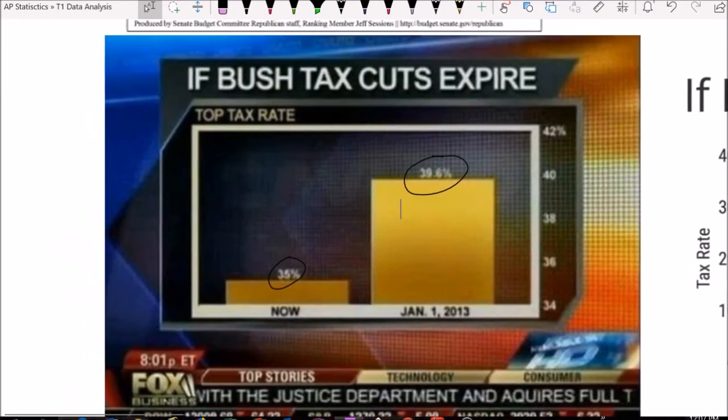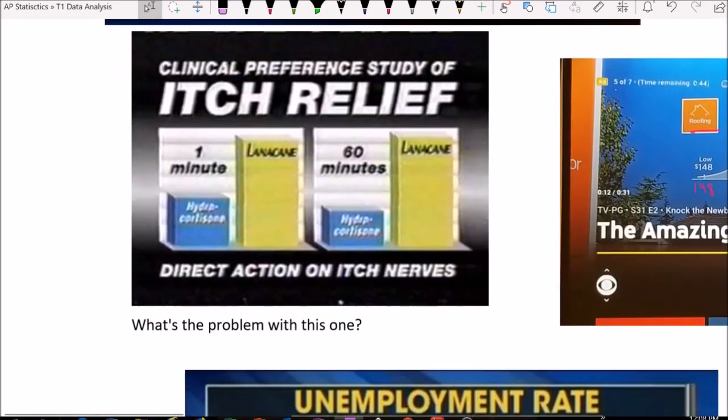Now, is this one lying? No, it's not. This is true. It's absolutely true. But if it's only on your TV screen for a few seconds and you don't really dig into the numbers, you might get the wrong idea about what's going on. So we're not calling them lying graphs because it's not a lie. They're just misleading graphs.